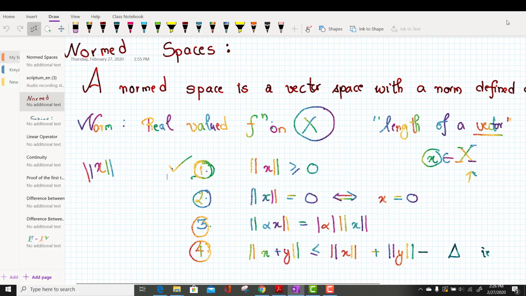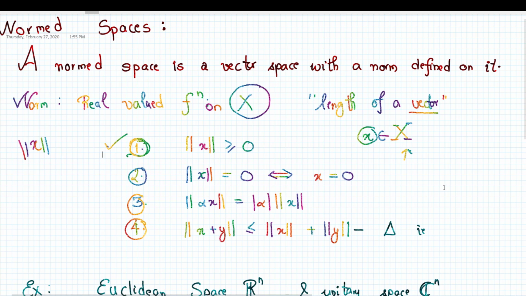So guys, today we're going to talk about norm spaces and see certain examples of it. Now, what do I mean by norm space? By norm space, I mean a vector space with a norm defined on it. A vector space with a norm.